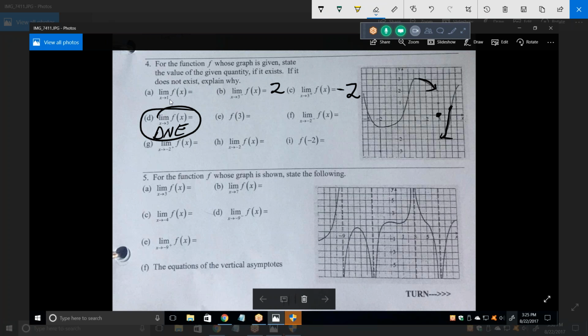Now, if I look at the graph, what is f of 3? What's that? 1. Yeah. Well, this one didn't exist, but even if it existed, f of 3 would still be 1. Okay? All right, now let's go and look at negative 2 from the left. What are we approaching?